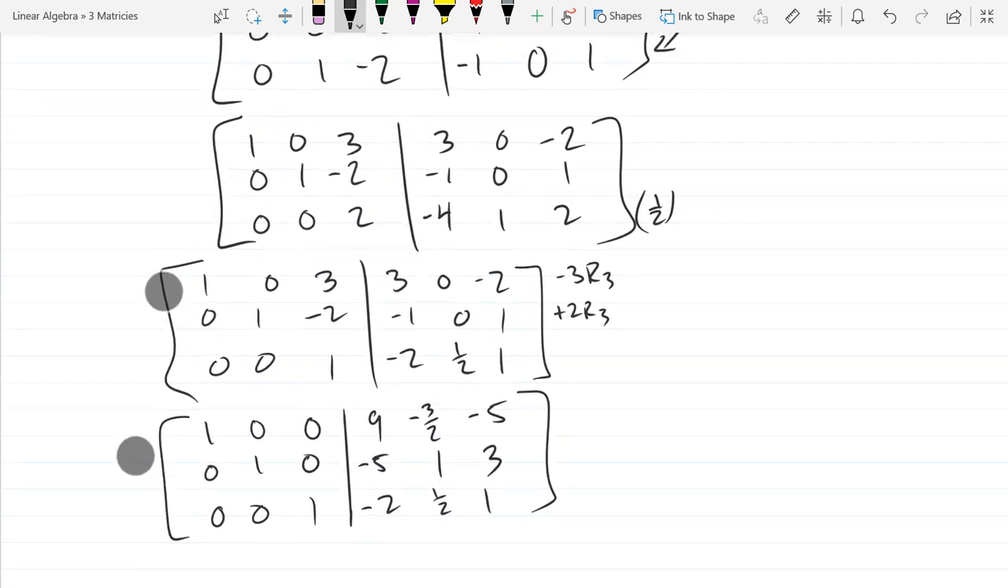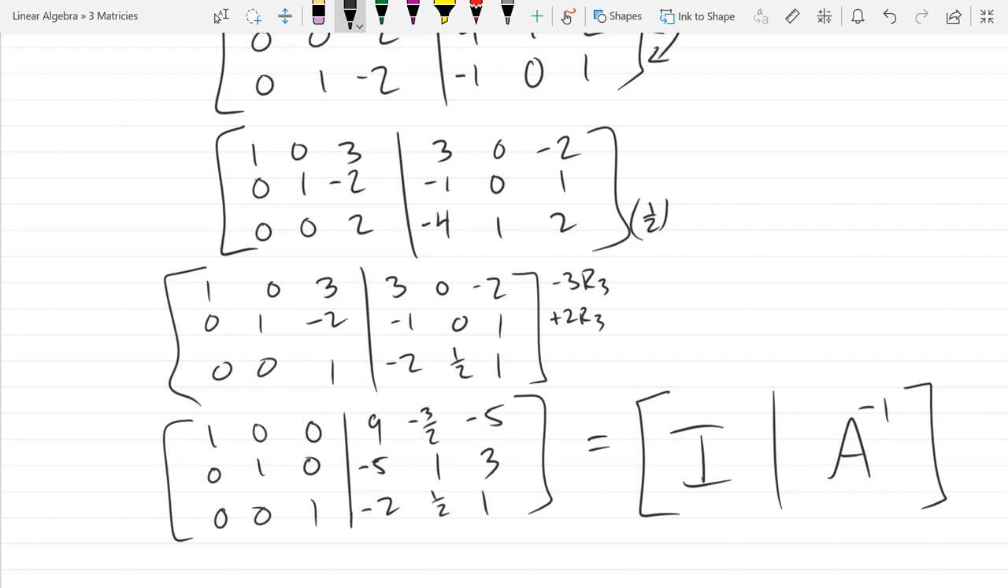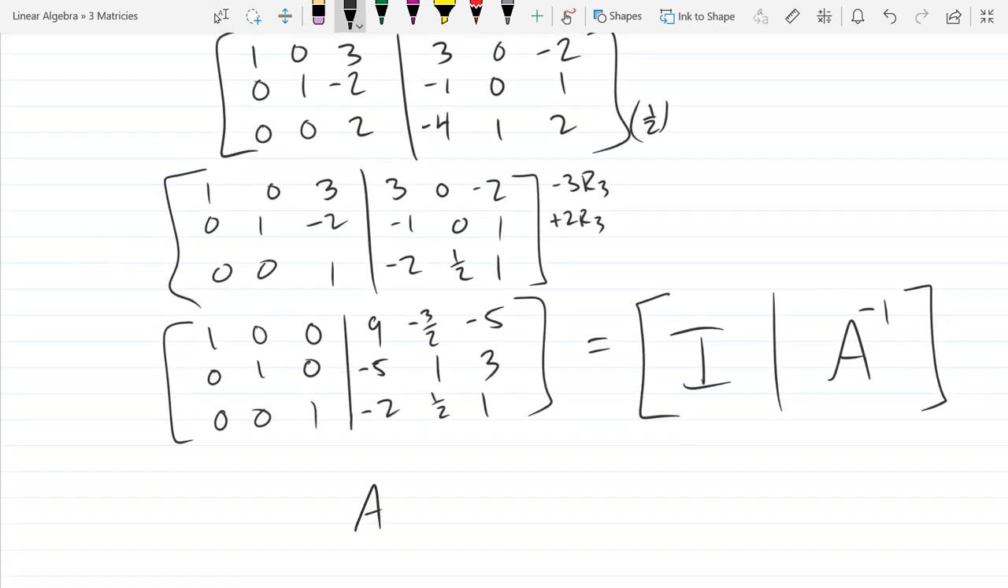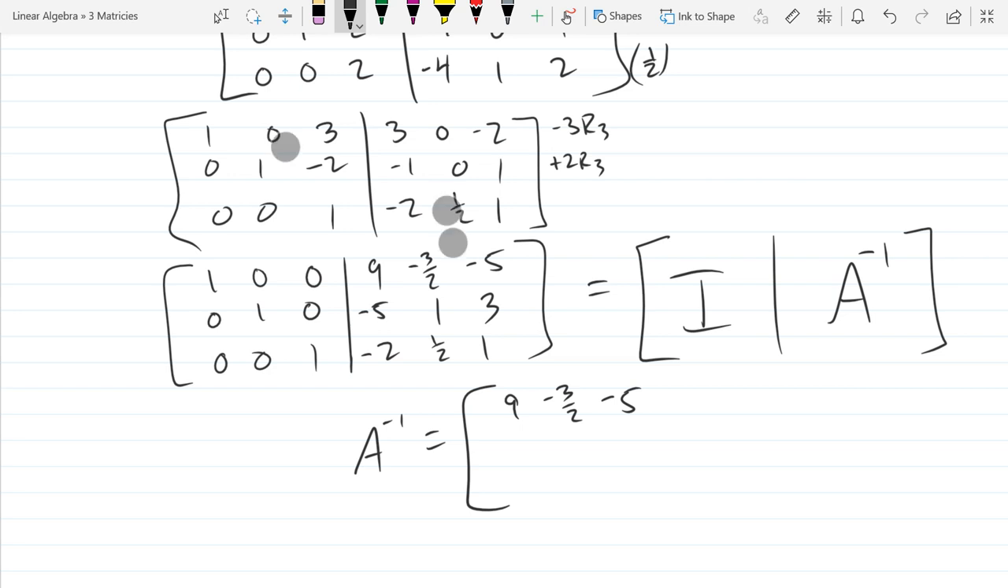So we have the identity on the left. One consequence of that is our original matrix was row equivalent to the identity. So that means it is invertible. And the inverse is what is on the right side of this matrix. So our A inverse is this 3x3 matrix: 9, negative 3 halves, negative 5, negative 5, 1, 3, negative 2, 1 half, 1.